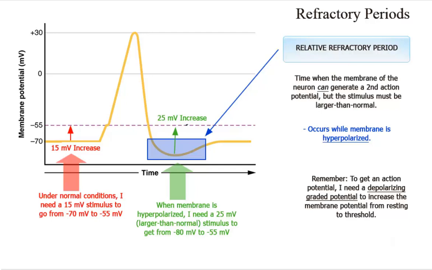I can get a second action potential, but the stimulus has to be larger than normal. So over here I would have only needed a 15 millivolt stimulus, but at this point I would need a 25 millivolt stimulus. So that is the relative refractory period.